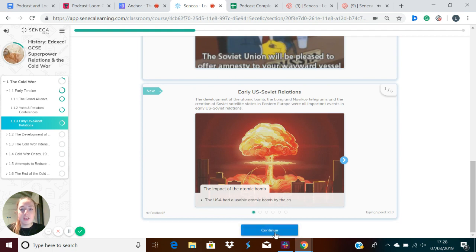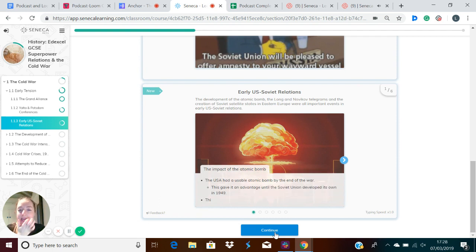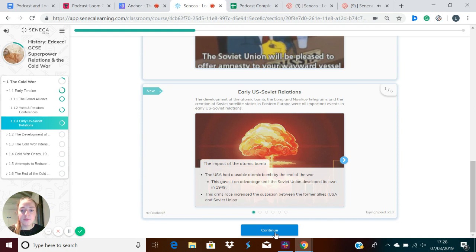The development of the atomic bomb, the Long and Novikov telegrams, and the creation of a Soviet satellite state in Eastern Europe were all important events in the early US-Soviet relations. The USA had a usable atomic bomb by the end of the war. This gave it an advantage until the Soviet Union also developed its own atomic bomb in 1949.